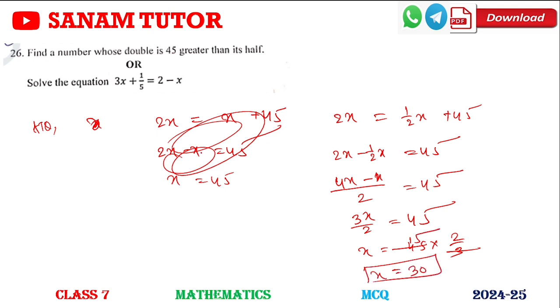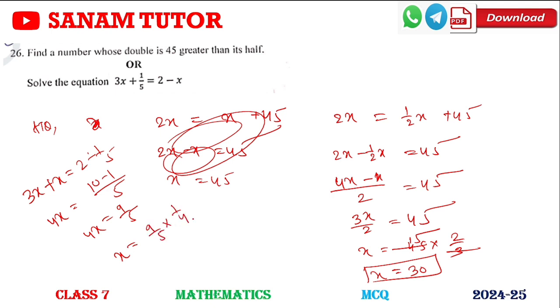Okay. Similarly, equation 2: we can write 3x. Now rearrange, that is plus x equal to 2 minus 1 by 5. Now 4x equal to, take LCM 5, 10 minus 1, that is 9 by 5, this is 4x. So x equal to 9 by 5 into 1 by 4, so 9 by 20. Next question.